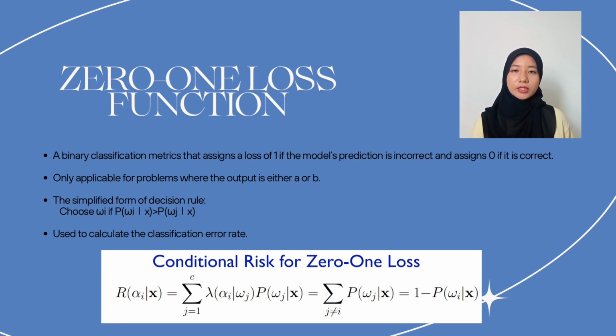This formula here shows how we calculate the expected risk, also known as conditional risk, of choosing a class omega i. The formula sums up the probability of all the other classes, which gives us the chance of misclassification if we choose class omega i. Since the total probability equals 1, we can simplify the formula of expected risk as 1 minus the posterior probability. So, the higher the posterior probability, the lower the risk. This is why we choose the class with the higher posterior probability.